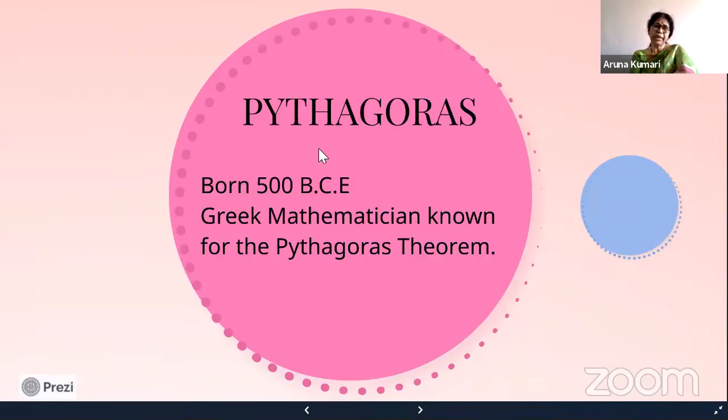Here now we are studying about Pythagoras. He was born in 500 BCE, while 800 BCE was Baudhayana's time, so he was born 300 years after Baudhayana. He was a Greek mathematician known for the Pythagoras theorem. So Pythagoras, 500 BCE, belongs to Greece. He was a Greek mathematician, and he found the Pythagoras theorem.